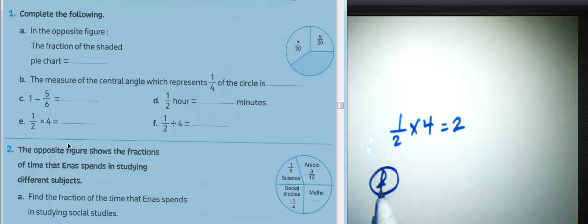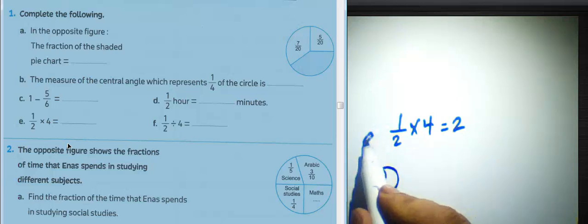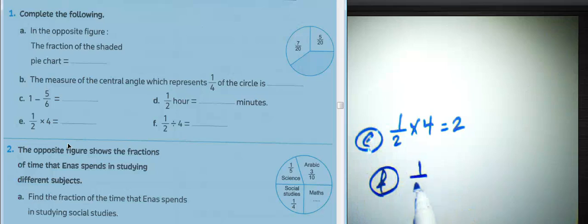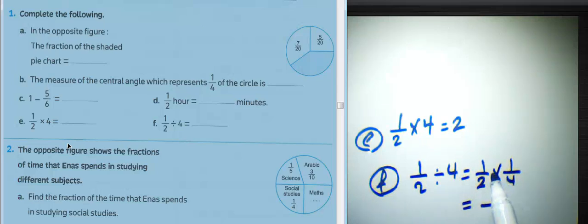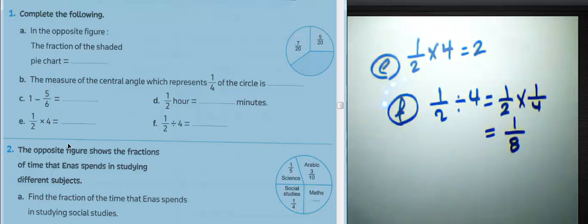It was question letter E. Letter F, half divided by 4. We can write half and convert it from division to multiplication and write the inverse of 4. The multiplicative inverse of 4 will be 1 over 4. Then multiplication: 1 by 1 equals 1, 2 by 4 equals 8. The result will be 1 over 8 for this example. Okay, the result will be 1 over 8.